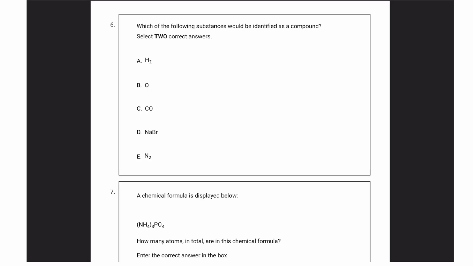Number 6, here we go. Which of the following substances would be identified as a compound? So we're looking for more than one capital letter. There's 1, 1, 1, 2, 1, 2, 1. So not a compound, that's an element. Element, there's a compound, and there's an element. Pretty simple. Just got to pay attention to what we talked about in class.